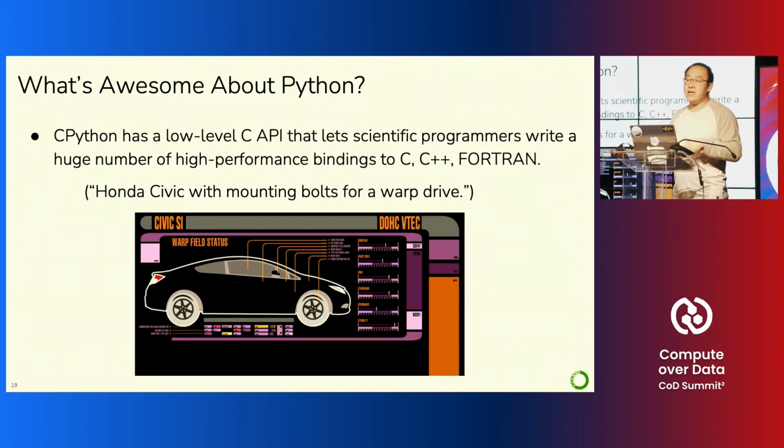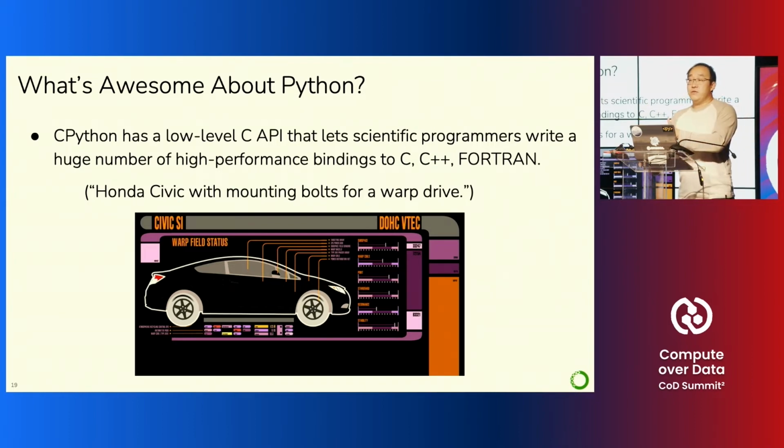Python is very unique in that its runtime is extremely extensible, and it showed up at the right time that a bunch of scientific computing engineering nerds took it and extended it with all these semantics for doing large-scale vector and tensor math. And so it is a Honda Civic with these mounting bolts for the warp drive, and that's why people use it for AI and for all sorts of large-scale computation today.